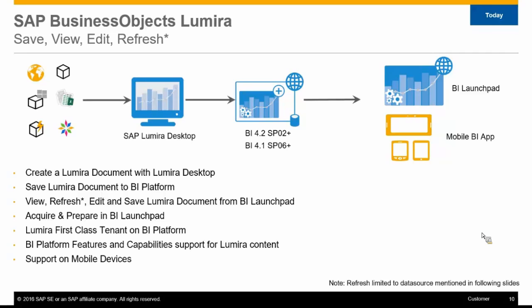And going forward, we plan to bring in the acquire and preparation capabilities for all the sources so that the whole workflow can be done via browser completely. Like any other content types like Design Studio, Lumira is a first tenant on the BI platform and leverages most of the BI platform features that are available today. Support for mobile devices, as I said, is available and currently limited to iOS devices and tablets only.